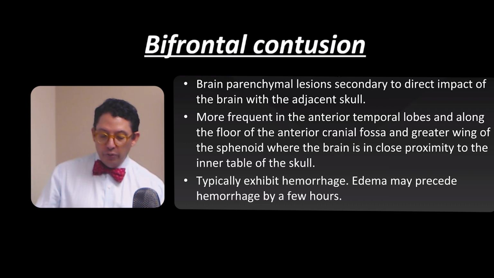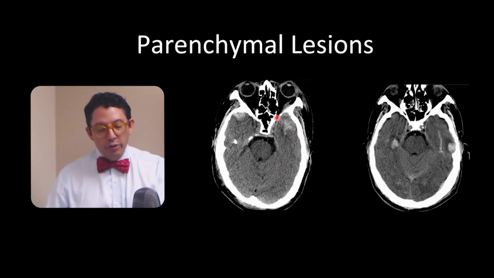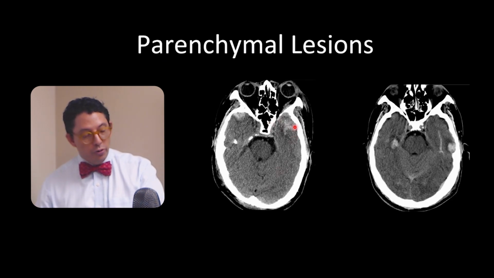in close proximity to the inner table of the skull. They typically will exhibit these hemorrhages, and you can also have vasogenic edema, like in the case I just showed you. This is how they look when they happen in the temporal region. They happen very close to the temporal poles.